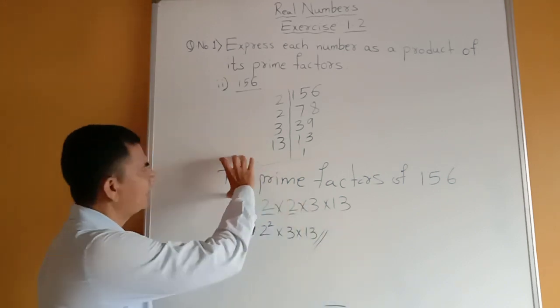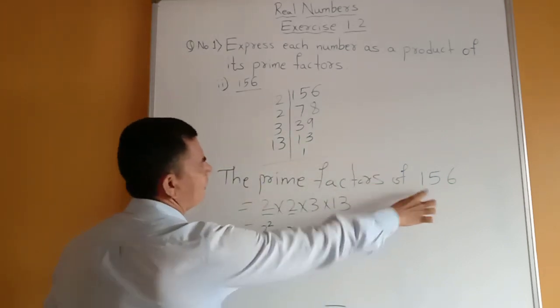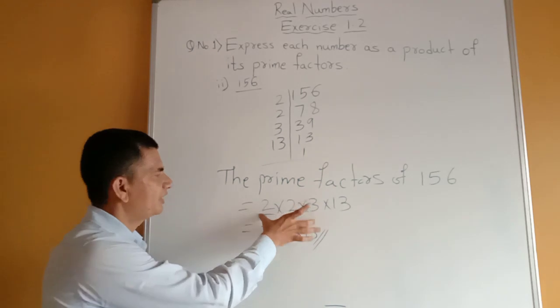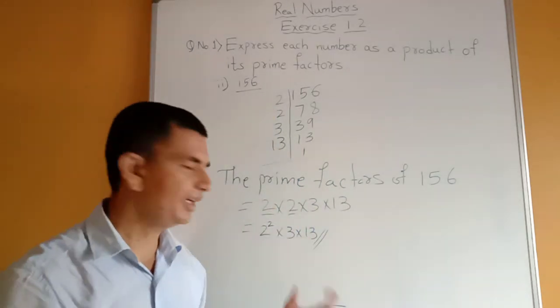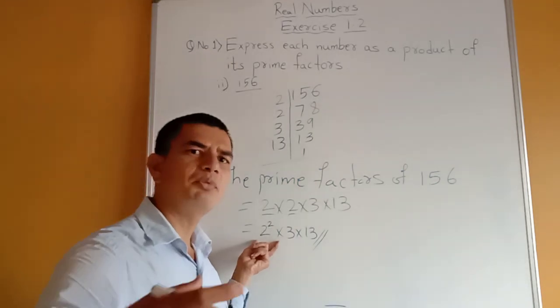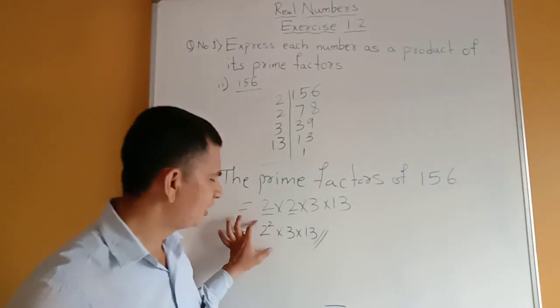Now at the end again the prime factors, all the prime factors we have to write here. These factors we have to write here, and if any numbers are repeated, we can write 2 square, 3 square. How many times it is repeated, that we have to mention.